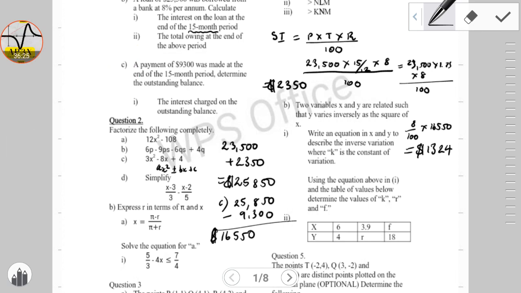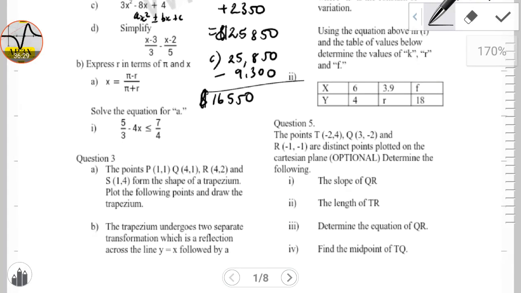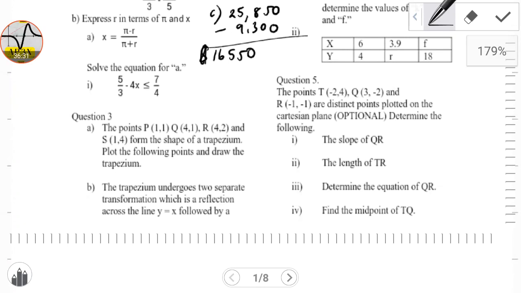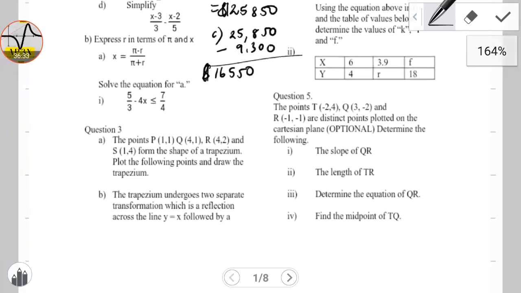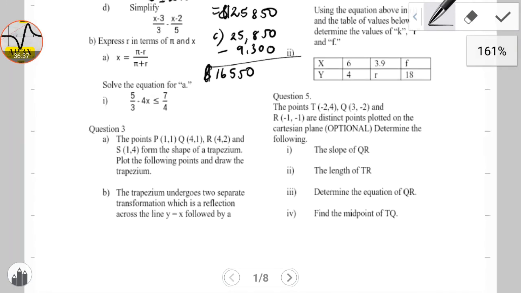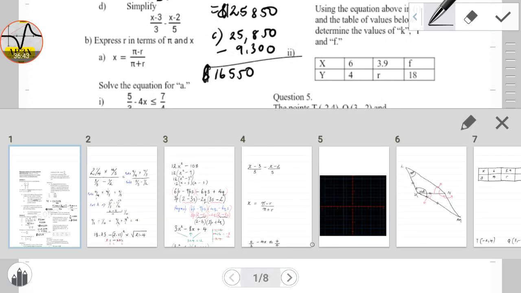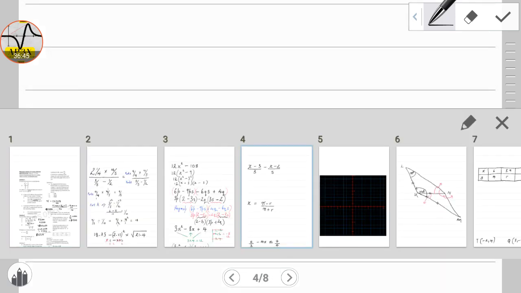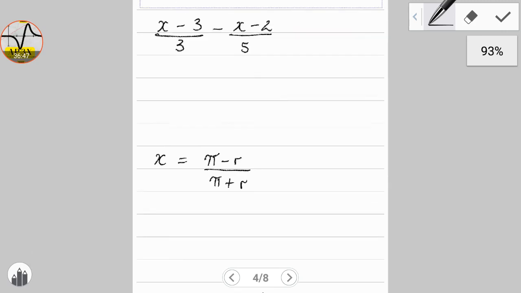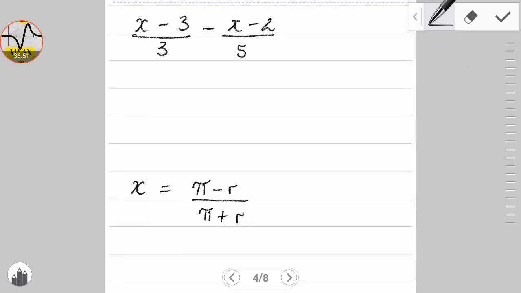All right, guys, welcome back. After that refreshing break, let's jump right into part D of this question. x minus 3 divided by 3, take away x minus 2 divided by 5. I think I already have that question written up here. So we're still on algebra, but we're moving away from algebraic expressions into algebraic equations here.